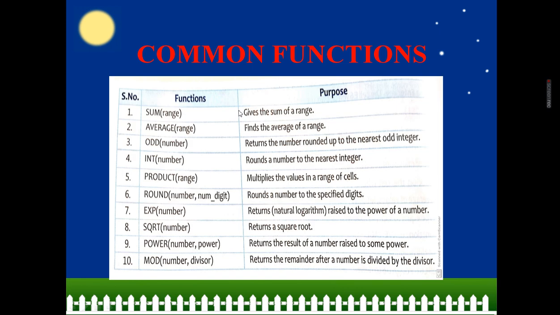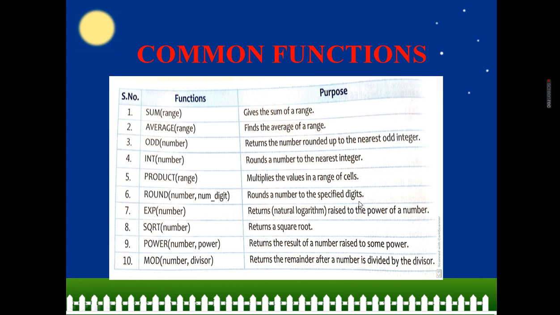A few common functions that you basically use in Excel. Sum function to find out the sum of the range. Average to find the average of the range. Odd function returns the number rounded up to the nearest odd integer. Int function rounds a number down to the nearest integer. Product multiplies the values in a range of cells. Round rounds a number to the specified digits.